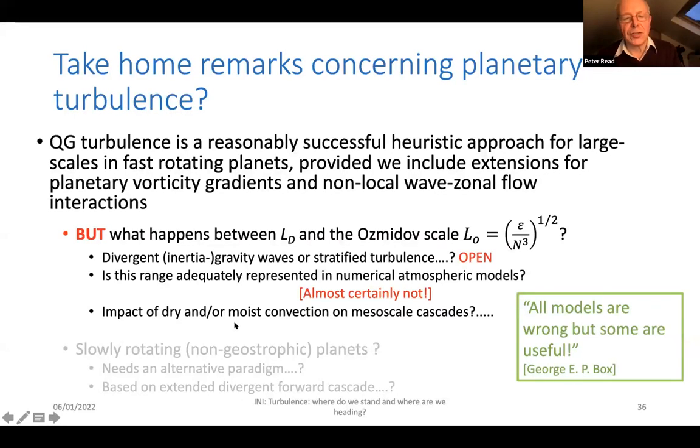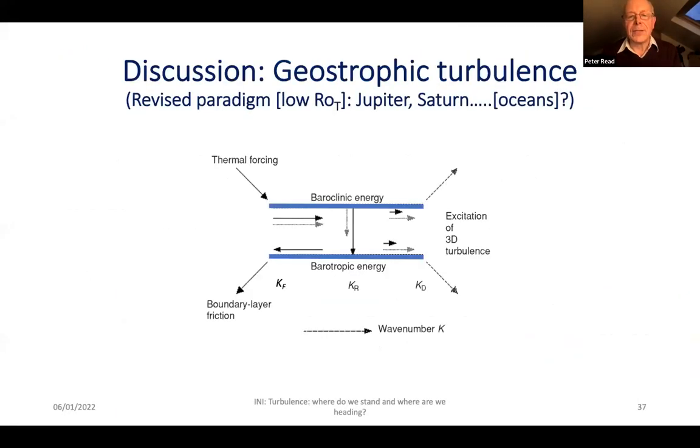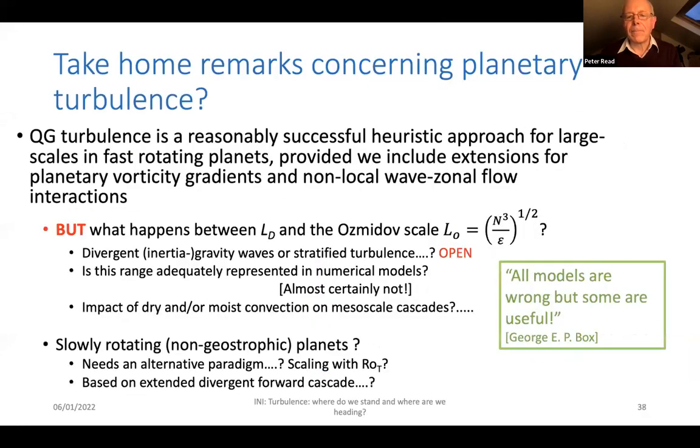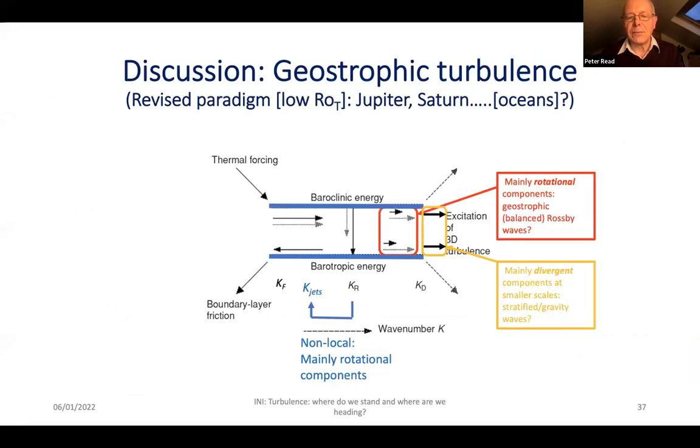There's also, of course, the question of what role convection plays in inducing cascades within this range of scales, and this, I think, is still quite an open question that is not well understood. So we have this kind of revised geostrophic turbulence concept that I think is still a useful idealization.